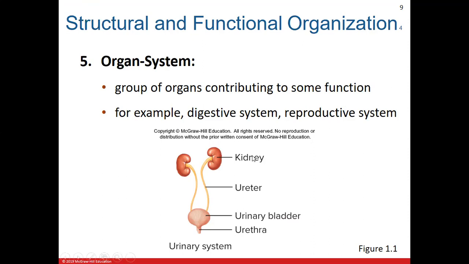In the picture here, you have the organs involved in the urinary system. You have 2 kidneys, the ureter coming down from each side, going into the urinary bladder, and then the urine would be excreted out through the urethra. This would be one example of an organ system.